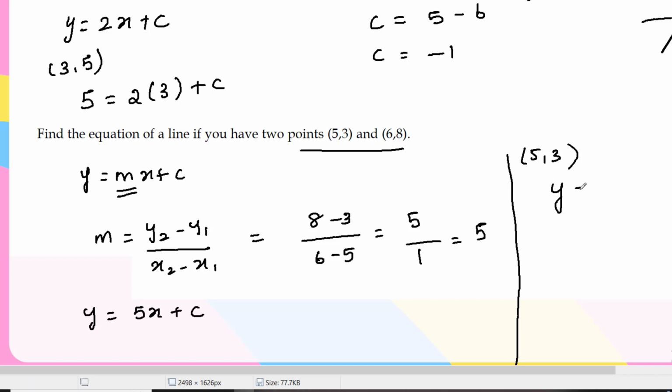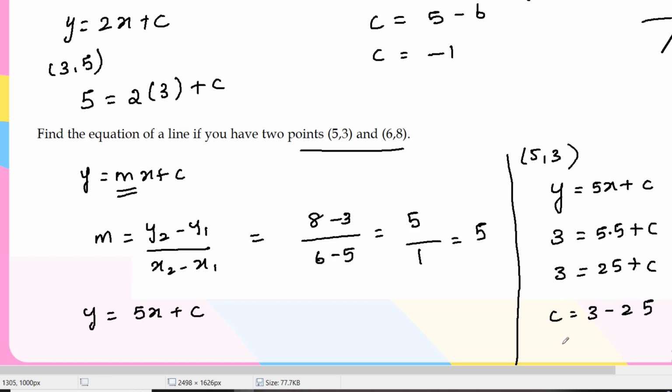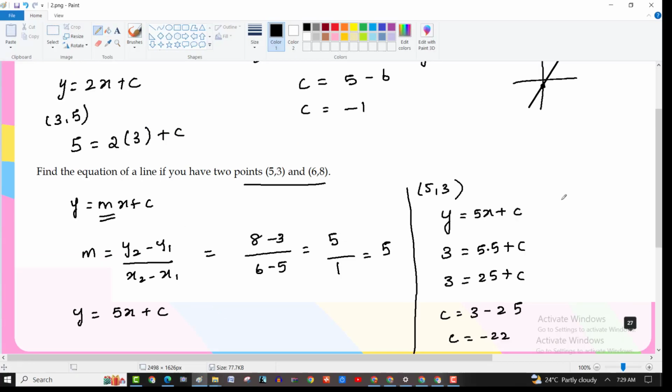So y equal to 5x plus c. I'm going to substitute x equal to 5, y is 3, right? So 3 equal to 5 into 5 plus c. So 3 equal to 25 plus c. So c equal to 3 minus 25, c equal to minus 22. So main equation will be y equal to 5x minus 22.